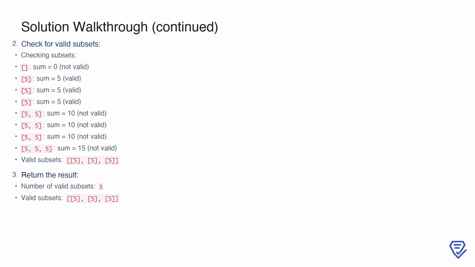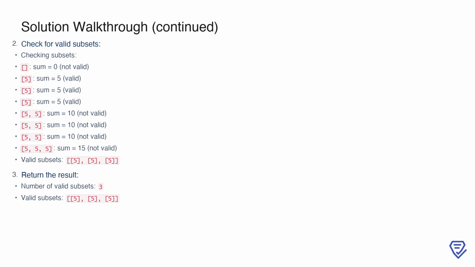With all subsets generated, the next step is to evaluate which subsets are valid. The empty subset has a sum of 0, so it is not valid. Each of the single-element subsets, [5], has a sum of 5, which matches the target, so they are all valid. The subsets [5, 5] have a sum of 10, exceeding the target, so they are not valid. Finally, the full subset, [5, 5, 5], has a sum of 15, which is also not valid.